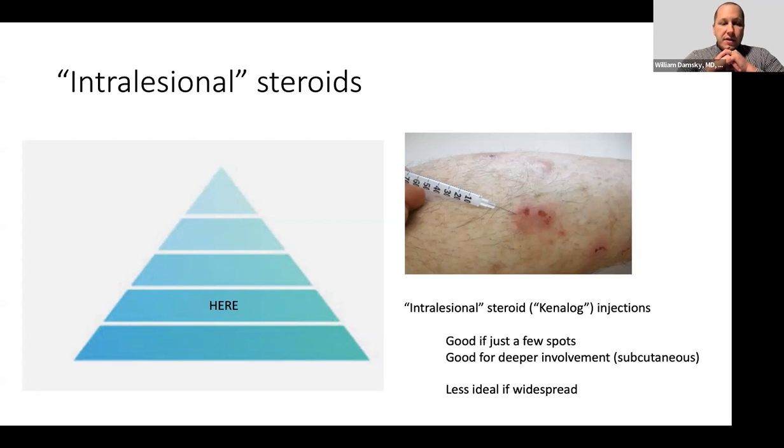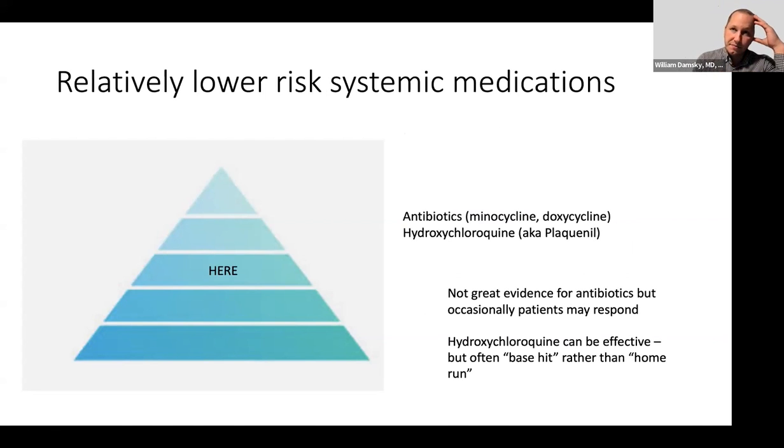So intralesional or injected steroids, which are steroid medications that are injected right into the spot, are commonly used in sarcoidosis. They're good of the skin. They're good if you just have a few spots or if you have a few deep spots. But if you have spots all over the place, chasing them with injections in each spot is, one, uncomfortable, and two, really just untenable. But in some patients, this can be effective.